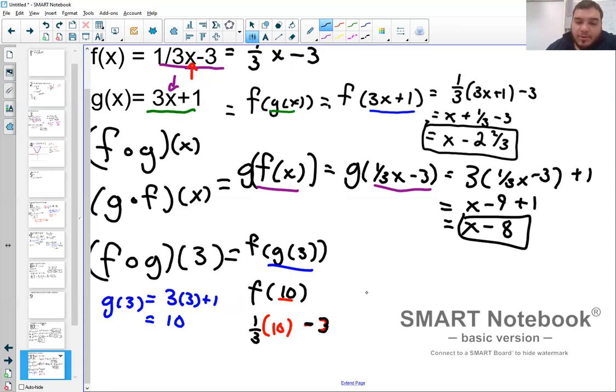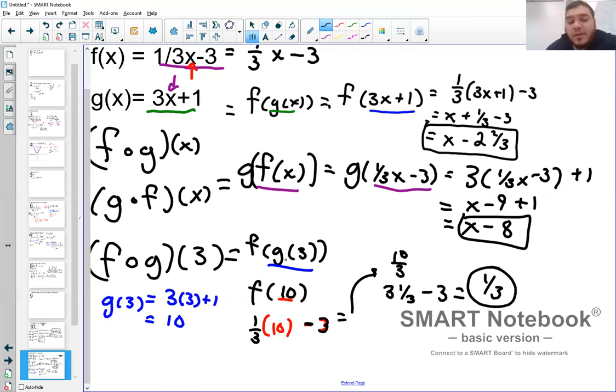Okay. 1/3 times 10 is 10/3. Or I'll do 3 and 1/3, minus 3, which means my end result, 3 and 1/3 minus 3, is just 1/3. So when you have a number here, your final result should be a number. If you have an x or a variable here, your final answer should be something involving an x or whatever variable it is.